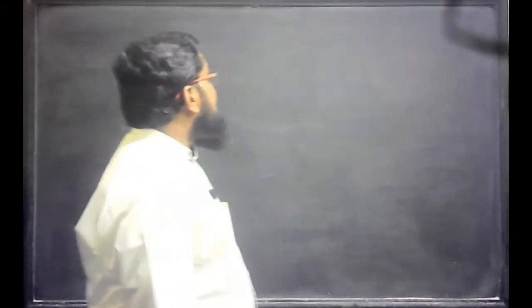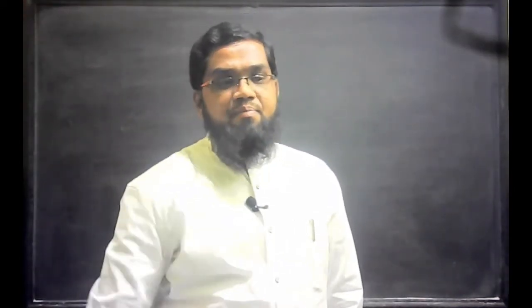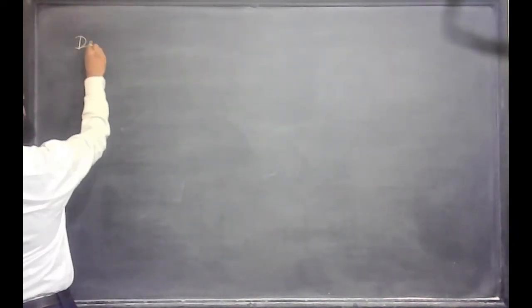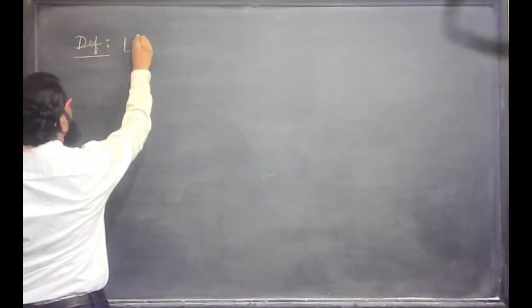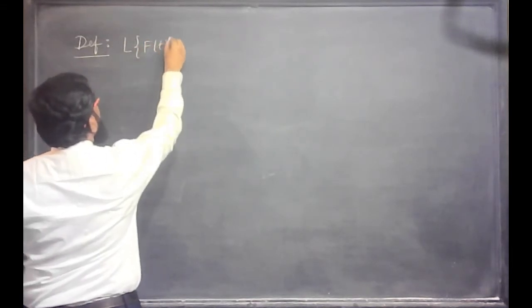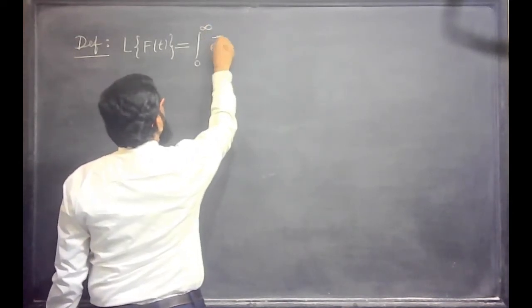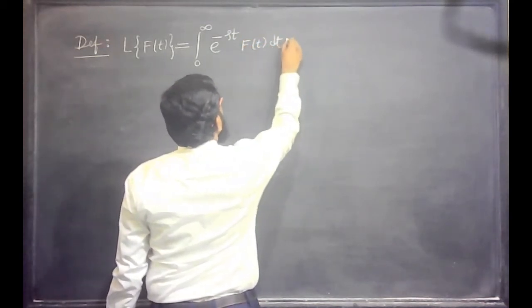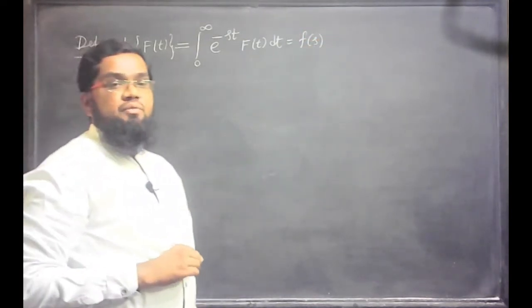Let us start with how we first defined the Laplace transformation. The definition, the Laplace transformation of a function f of t, is equal to the integration from 0 to infinity of e power minus st, where s is a parameter, times f of t dt. After that I'll get a function f of s. This is the Laplace transformation of a function f of t.